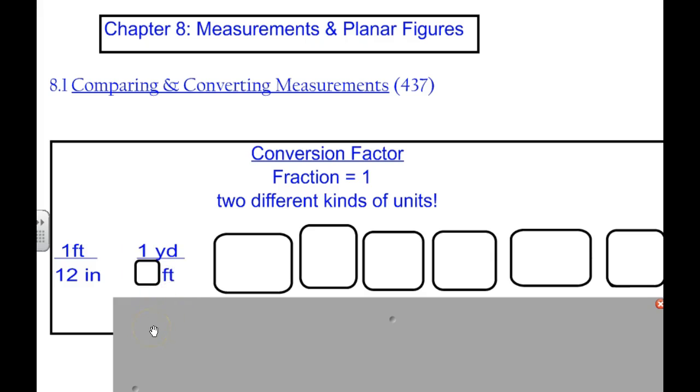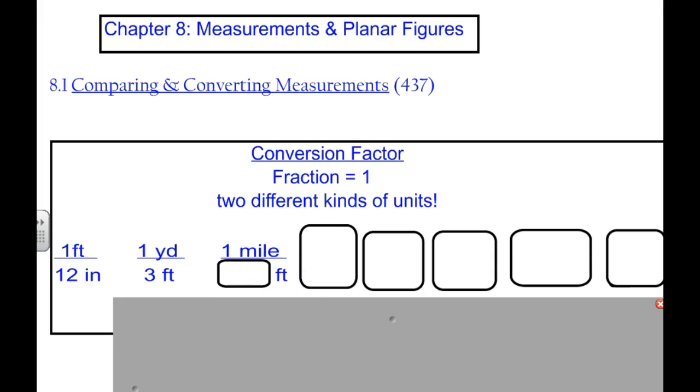One yard. See if you can complete this conversion factor. 1 yard is how many feet? 3, 2, and 1. 3. Good. Now we could flip this upside down. We could take the reciprocal and put 3 feet over 1 yard. Is that still equal to 1? Yes, so conversion factors can be used either way, as is written, or their reciprocal. They both equal 1. Okay?